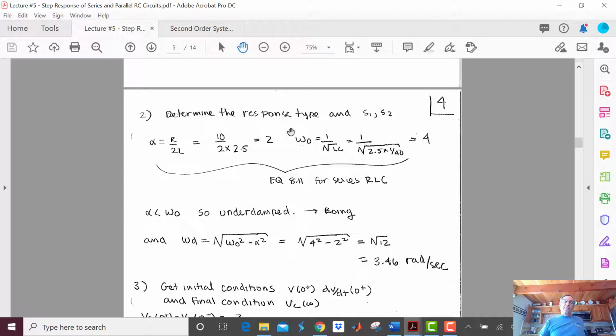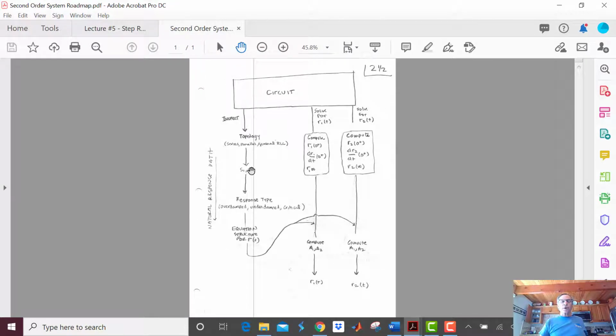So what have I done? I know my response type, and I know that it's underdamped. So I know, up we go to the roadmap, I know the equation structure. And knowing the equation structure, I can use that to get my A1s and A2s. But I haven't done this yet. So let's do this now for VC.